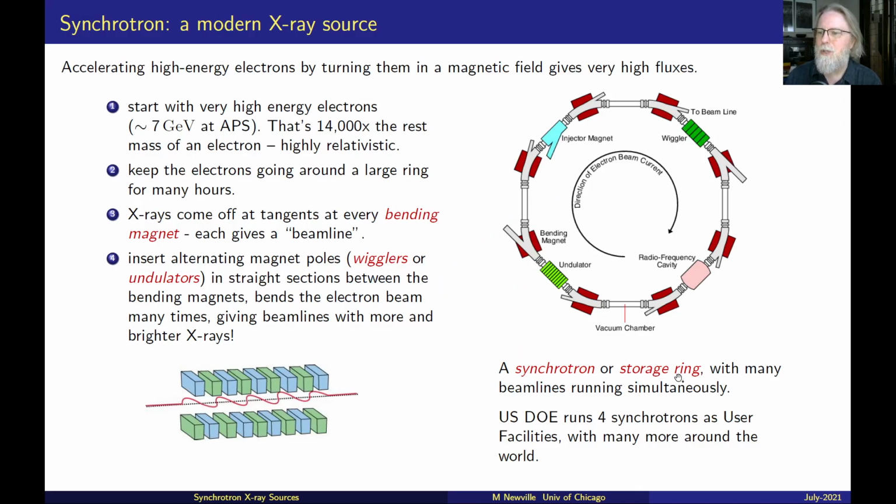So a synchrotron or storage ring is a ring with many of these beamlines. It'll have many bending magnets and probably many insertion device beamlines in between them. And all those beamlines that produce X-rays can run simultaneously. The electrons go around in an orbit several 100,000 times a second probably, and so each one of these beamlines will get X-rays continuously. So in the US, the Department of Energy runs 4 synchrotrons as user facilities, and there are many more around the world.